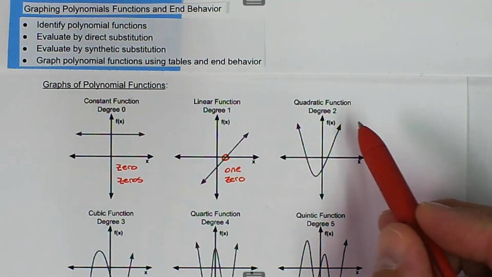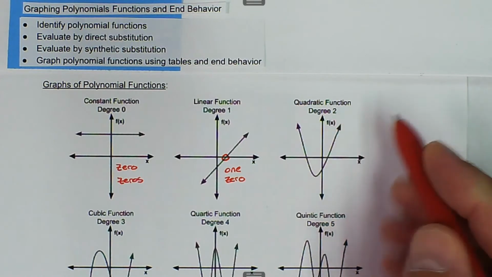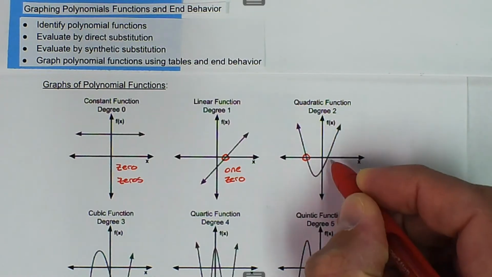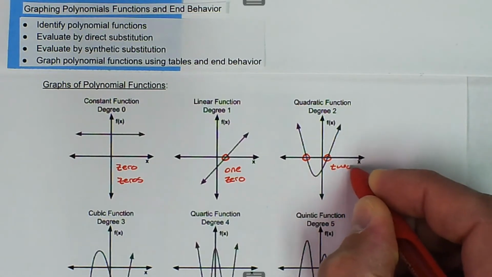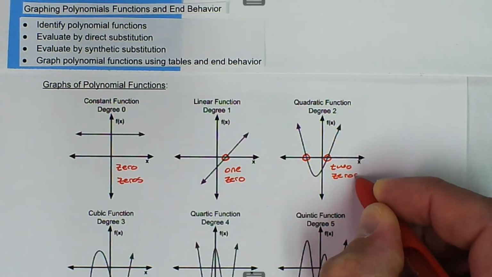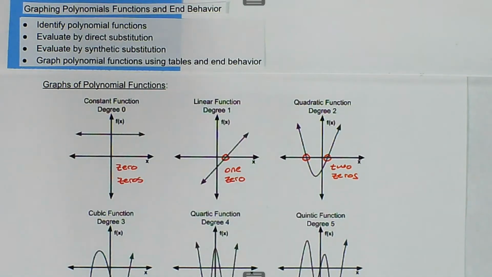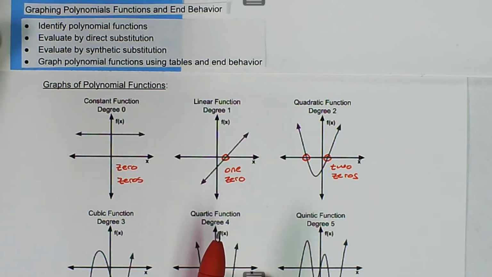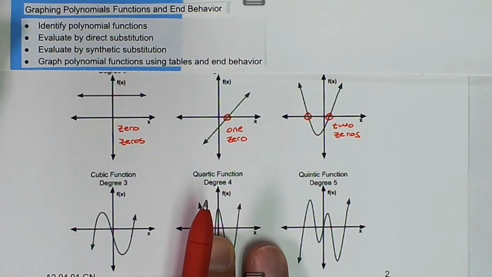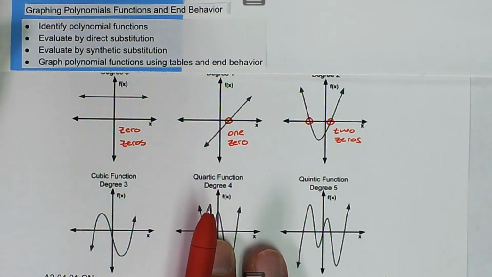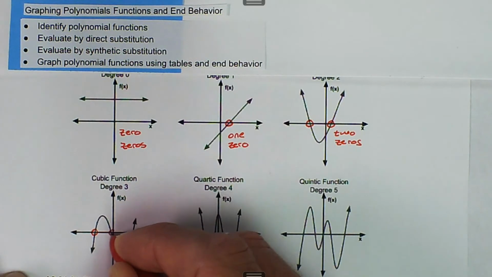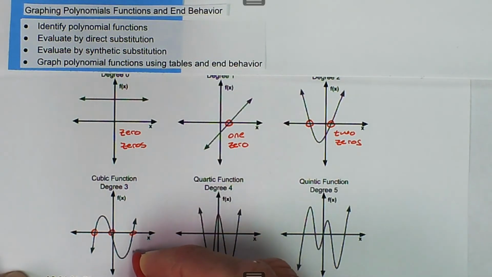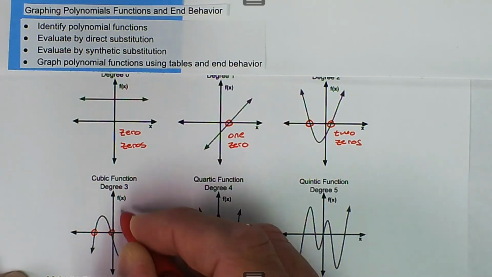Then we have a quadratic function of degree 2. So when we think degree 2, we're thinking that it has 2 zeros. And next, we have a cubic function of degree 3. In that case, we think that we have 3 zeros. So there's 3 zeros there, degree 3.